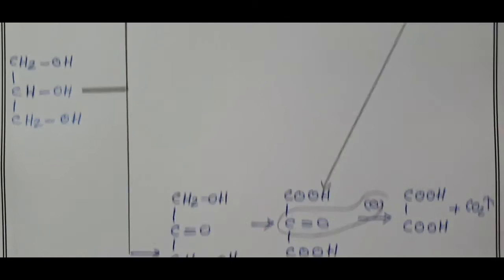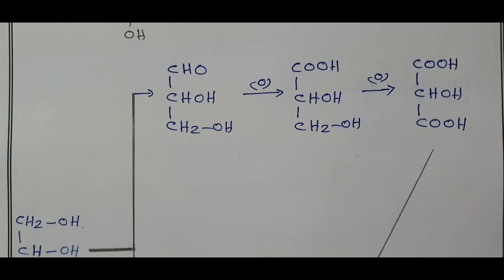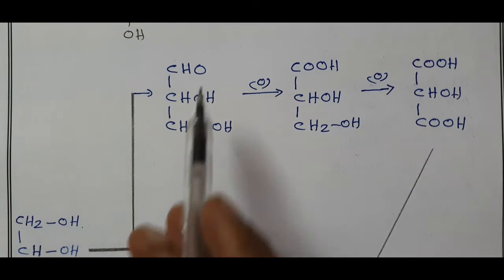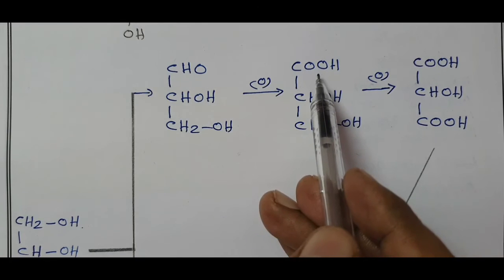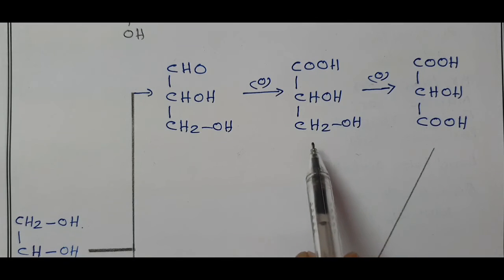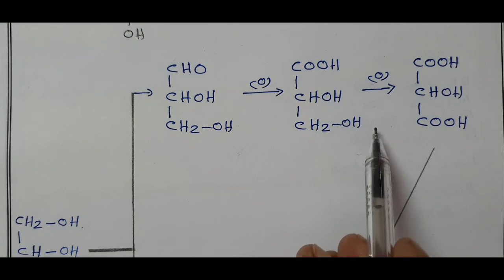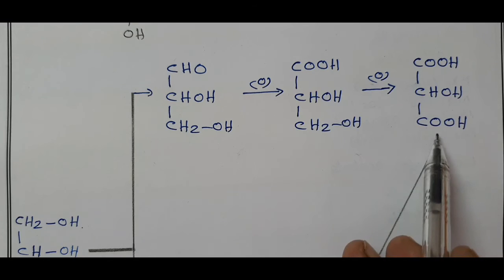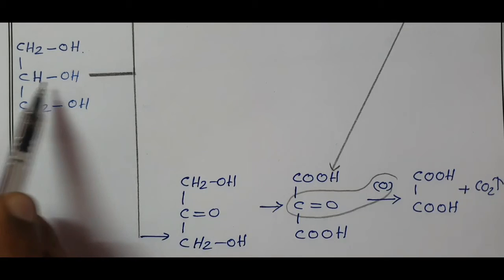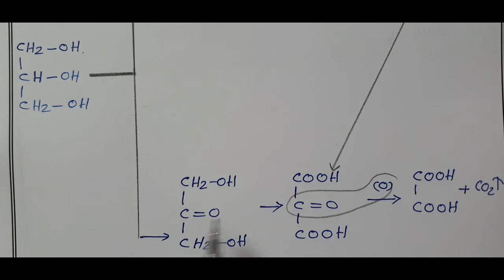Once again I explain it quickly. When primary alcohol undergoes oxidation it gives an aldehyde, which on further oxidation gives an acid. This primary alcoholic group on oxidation gives an aldehyde, which on further oxidation gives acid. And the secondary alcoholic group on oxidation gives ketone. Both the primary alcohols on oxidation give an acid. Finally, on oxidation, it liberates carbon dioxide and gives oxalic acid.